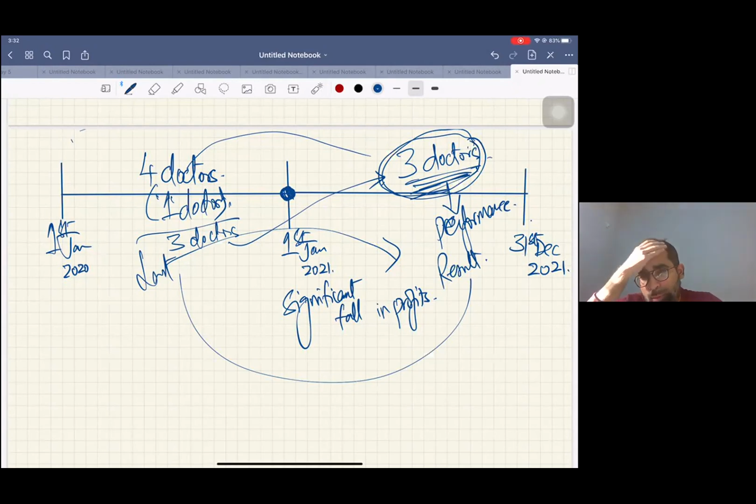Now, one more thing. I have given you these examples on doctors, but in the real exam, my dear students, you get questions with divisions. Last year there were four divisions, and this year we sold one of them.